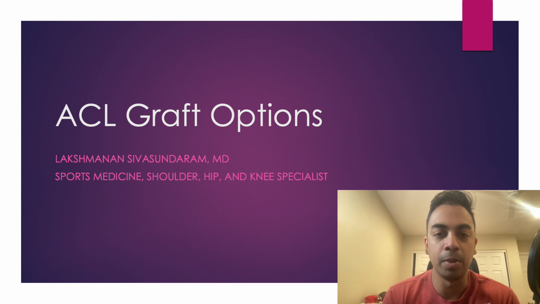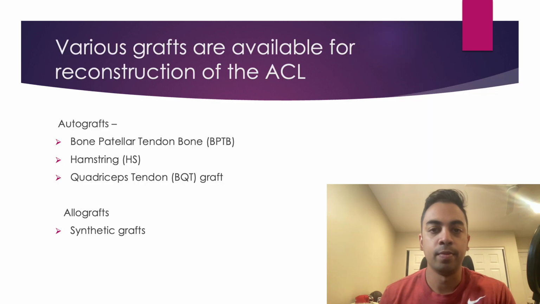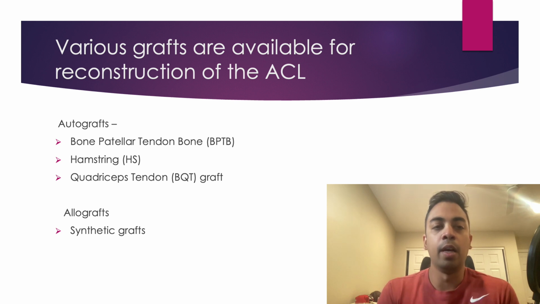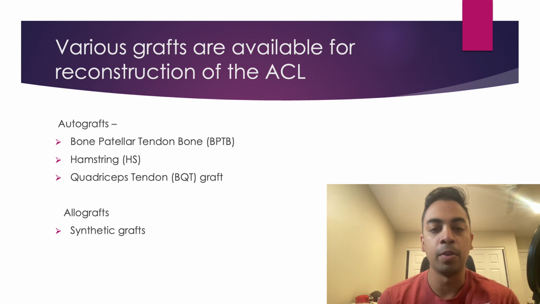I'm here to talk about another commonly discussed issue in clinic: the various graft options that are available for ACL reconstruction. When we look at an ACL reconstruction, there are a variety of options for the graft that we can choose. The common grafts that we utilize are either using your own tendon, which is an autograft, or a donor tendon, which is also known as an allograft.